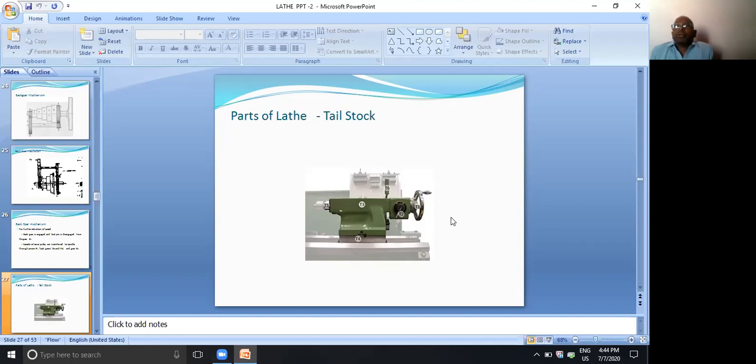So within these five classes, we completed the discussion of the lathe machine up to the parts of the lathe. Our discussion will be continued in the next class.